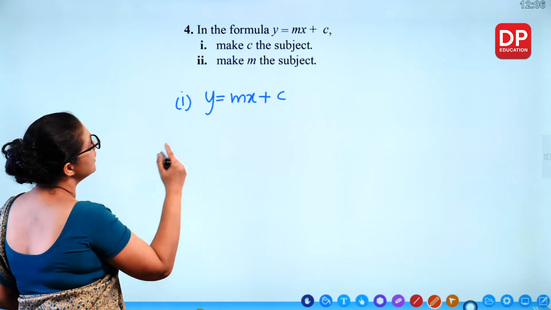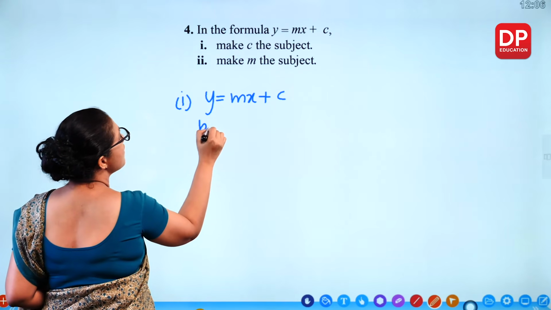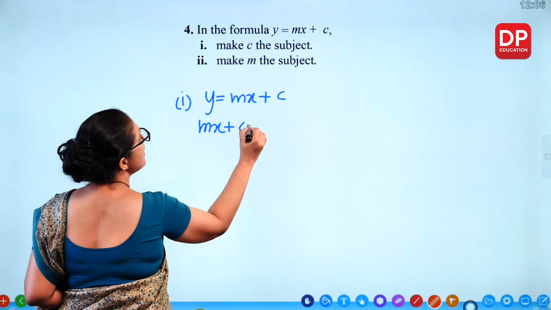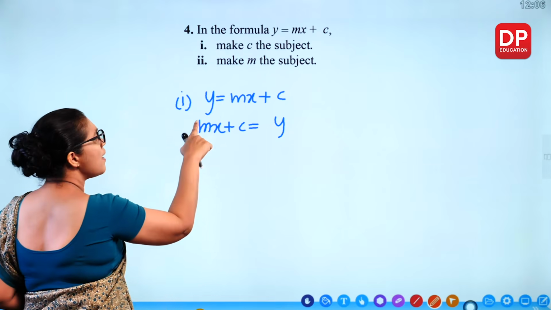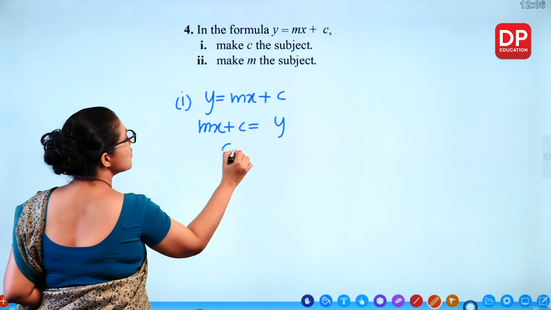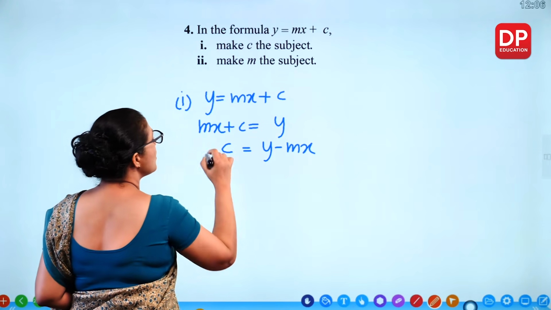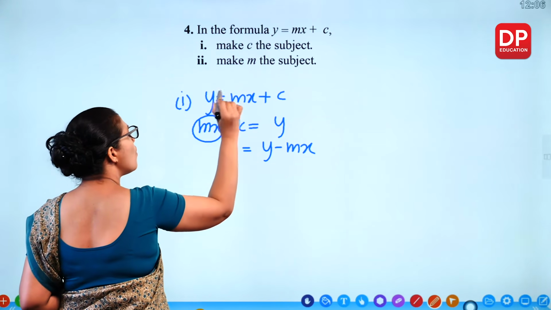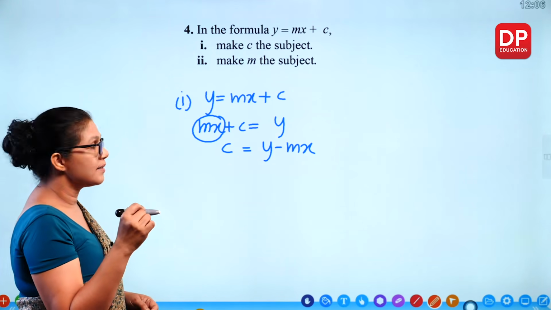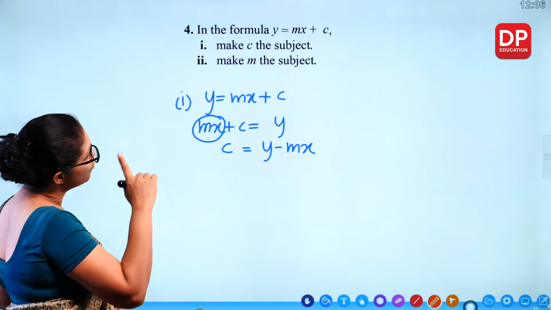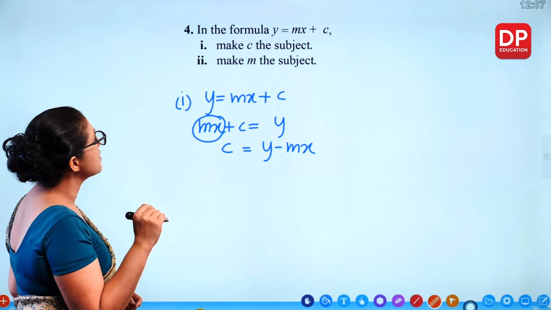So c is on this side. I can write mx plus c equals y. So take this term to this side. So what's c? c equals y minus mx. When you are taking the term, you have to take the whole thing to the other side. mx is the term, so you take minus mx.